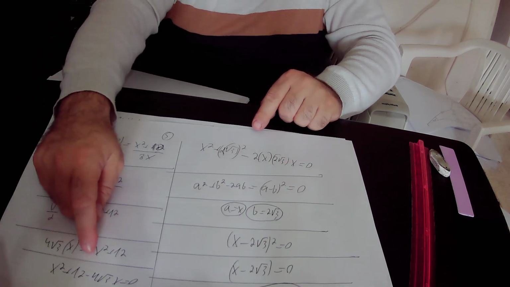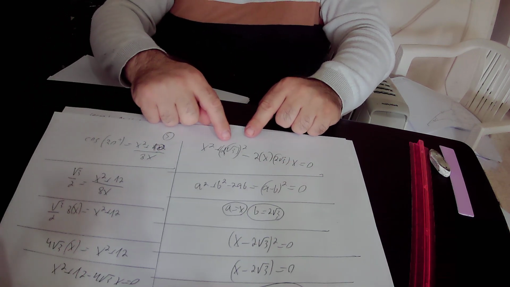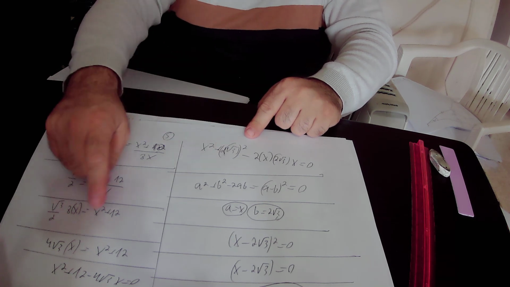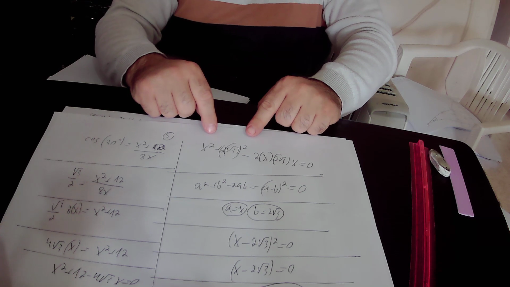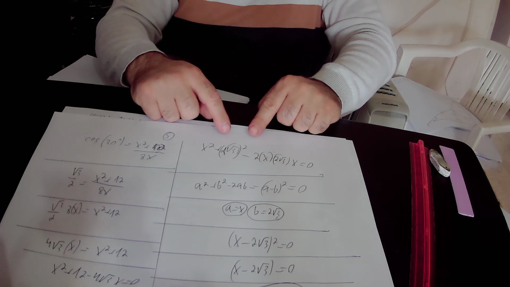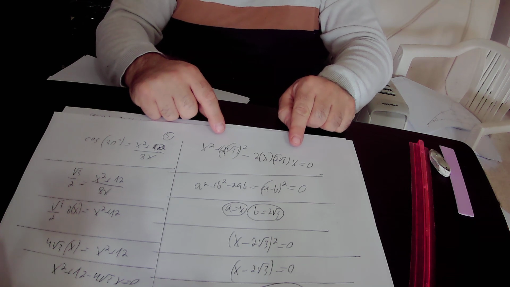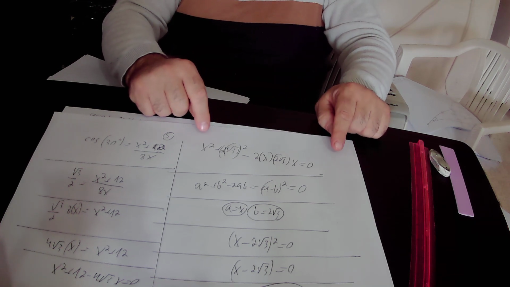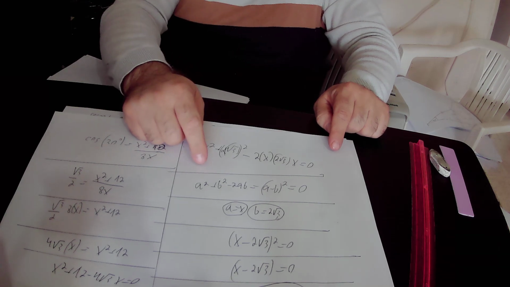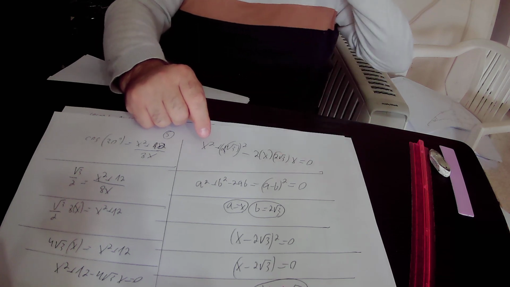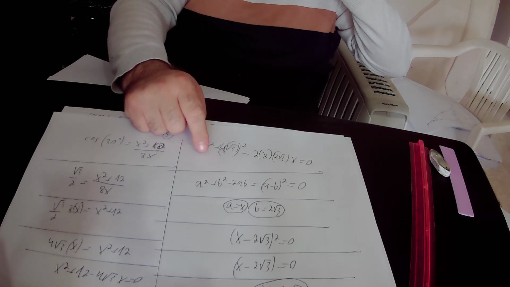We substituted 12 by 2 times square root of 3, squared, because 2 times square root of 3, squared, equals 12. And we got that X squared plus 2 times square root of 3, squared, minus 2 times X times 2 times square root of 3 equals 0. This equation is very similar to the algebraic identity that states that a squared plus b squared minus 2ab equals a minus b, squared.